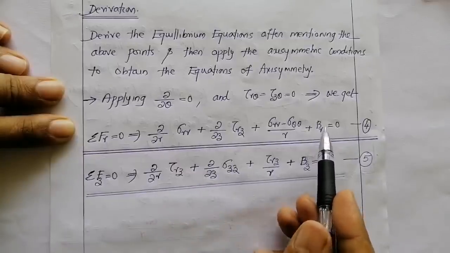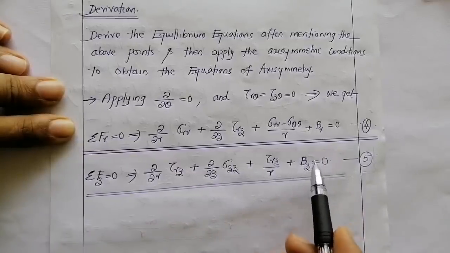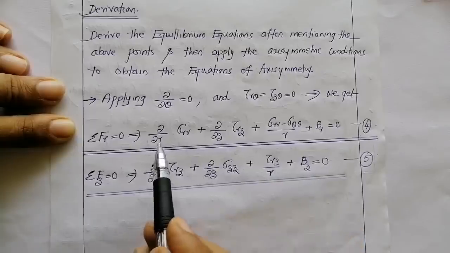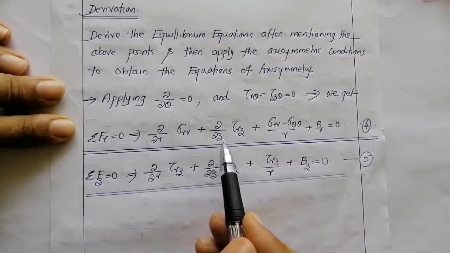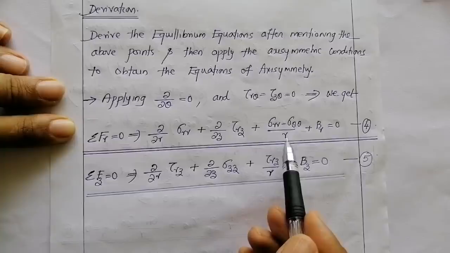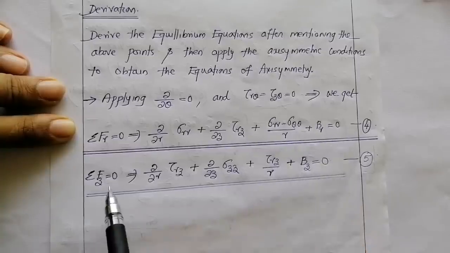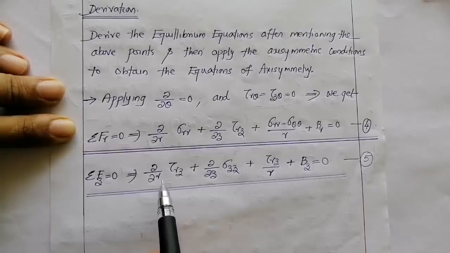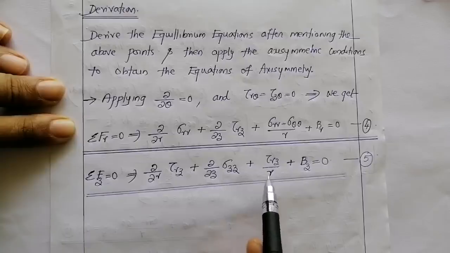You can mark Br = 0 as body force equal to 0, Bz = 0 as body force equal to 0. We will get ∂σrr/∂r + ∂τrz/∂z + (σrr − σθθ)/r = 0. Similarly, the z equation gives ∂τrz/∂r + ∂σzz/∂z + τrz/r = 0.